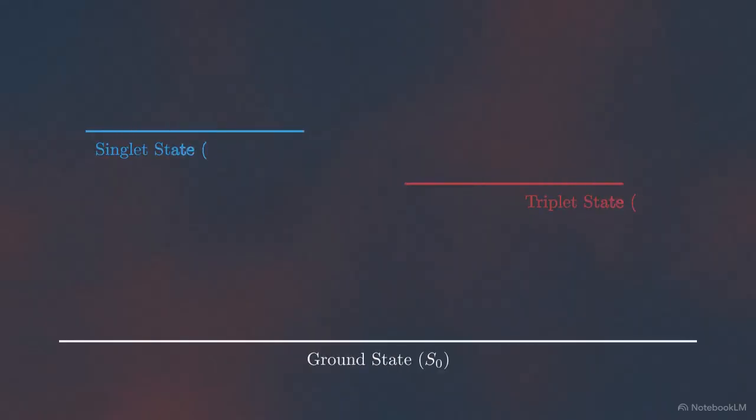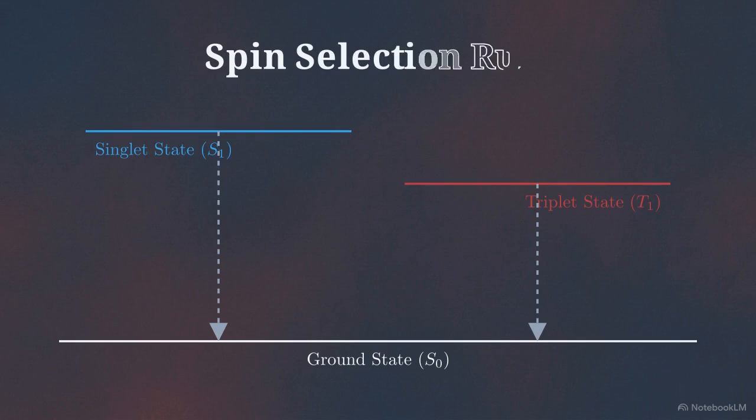Creating an exciton is only the first stage. For that exciton to emit light, it must drop from its excited state back down to the ground state. That drop is governed by strict transition rules. This energy level diagram illustrates the primary barrier, the spin selection rule. Simply put, an optical transition is allowed only if the total spin does not change during the drop. Delta S must equal 0.